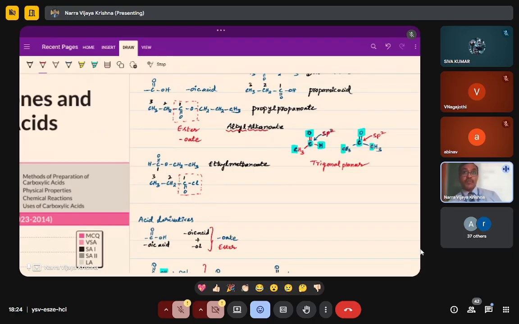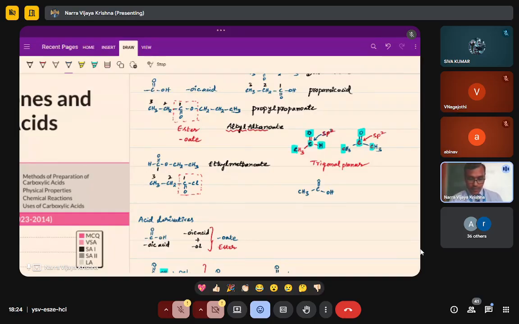these 2 carbons' hybridization is sp3. That's why they will not be in plane. As this carbon is sp2 hybridized, the carbons which attach to it will be in the same plane. Right? Now I am taking carboxylic acids. CH3, CO, OH. Is it a carboxylic acid or not?